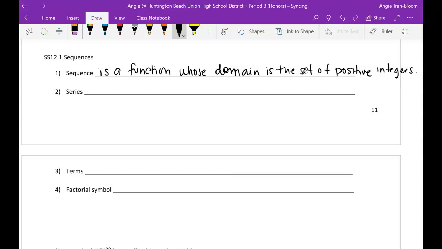A series is the sum of all the terms of a sequence.